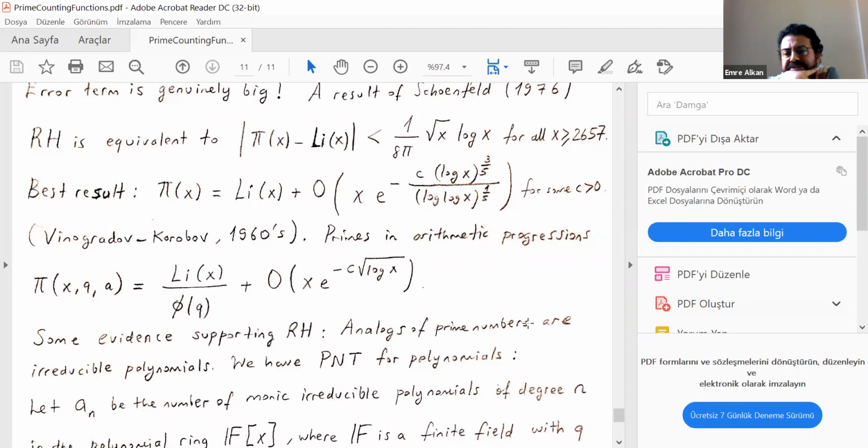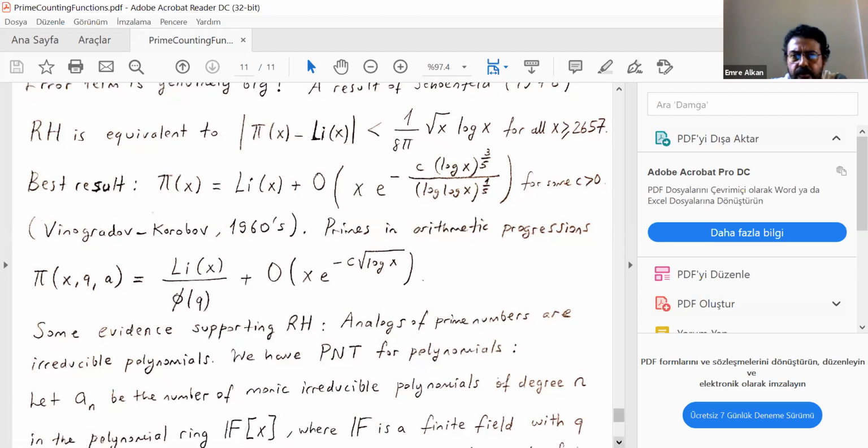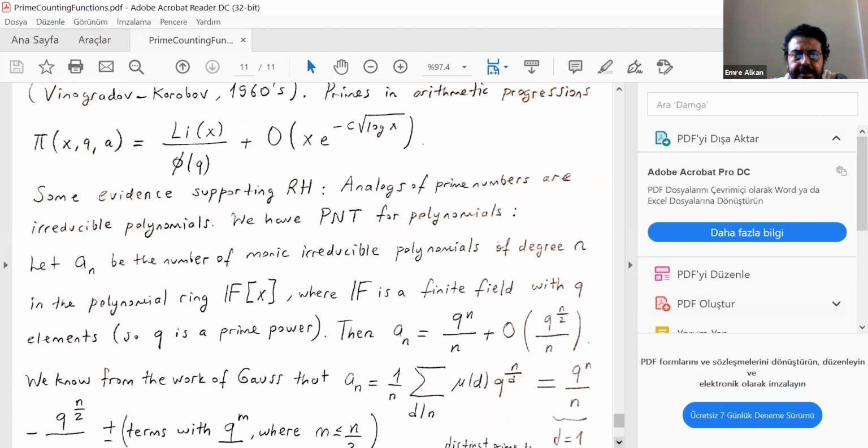Analogs of prime numbers. Of course, you can look at irreducible polynomials. I think that's a very good analog, because irreducible polynomials are the ones that you cannot write down as a product of two non-trivial polynomials that have smaller degree than the original polynomial. That's like the prime numbers, okay? And it turns out that there is a prime number theorem for polynomials. And that also comes from the work of Gauss.